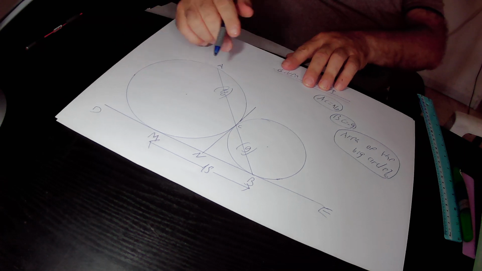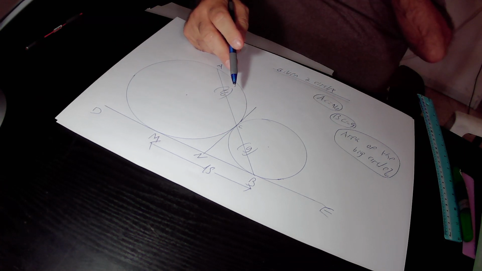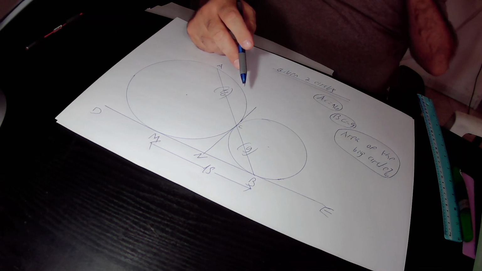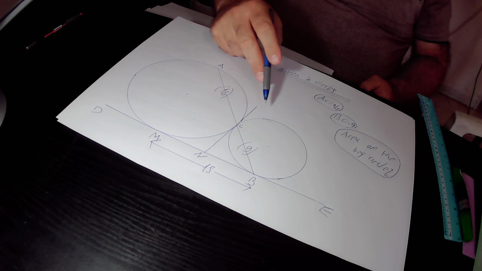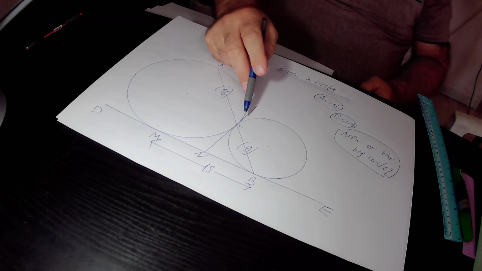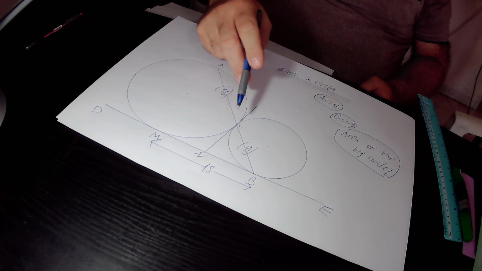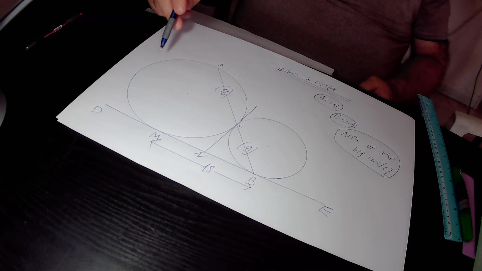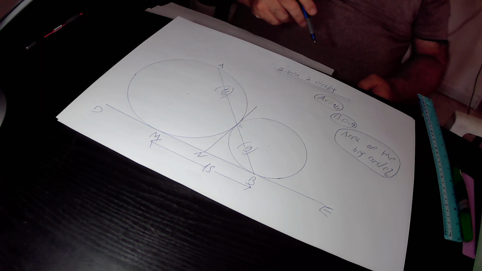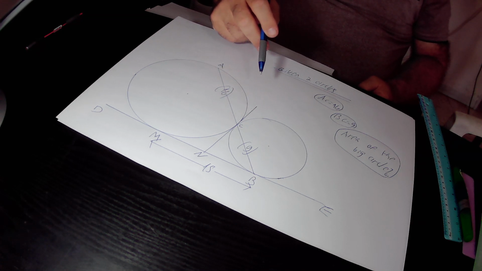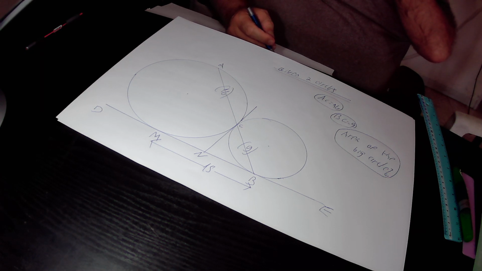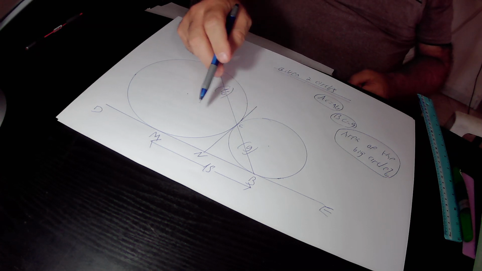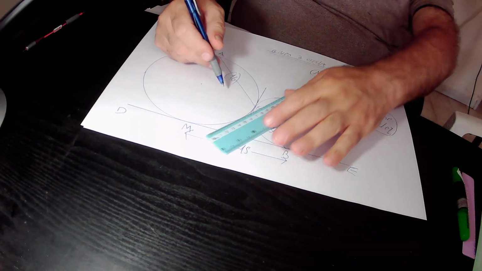Actually, CN is a common tangent that belongs to both circles. CN is a tangent to this small circle at point C, and CN is also tangent to this big circle at the same point, point C. So CN is a common tangent that belongs to both circles. In the next step, we join point C and M together by a straight line.